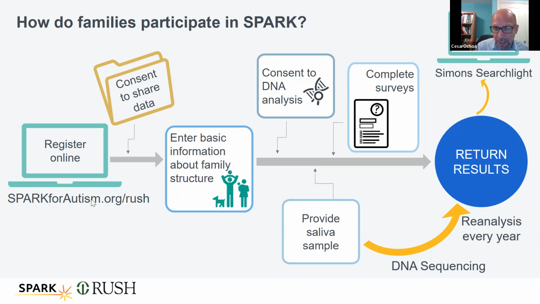Something that is really neat about this study is that even if you don't have a result from the first run of saliva, they're going to keep running this sample every year. And as the number of genes discovered to cause autism expands, it may take a little bit of time to get an answer, but you may get an answer at the end.